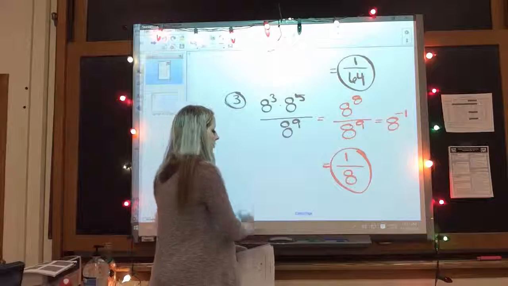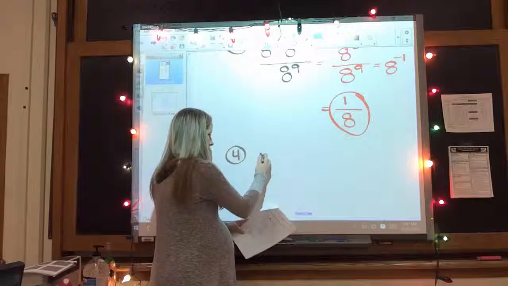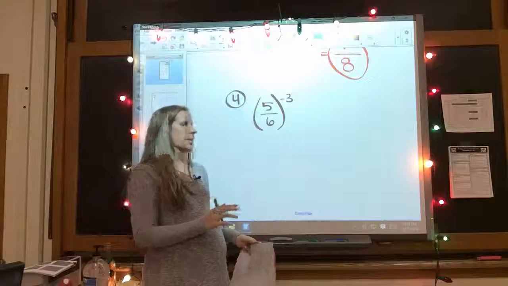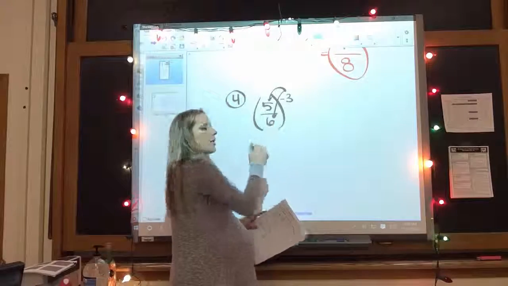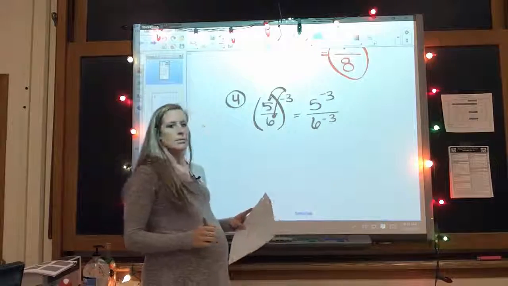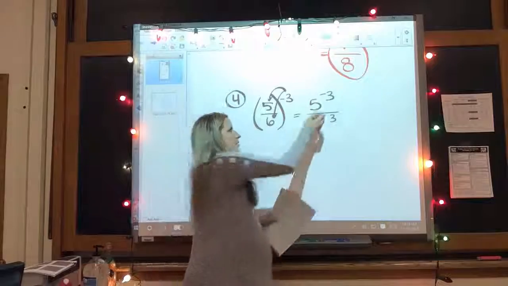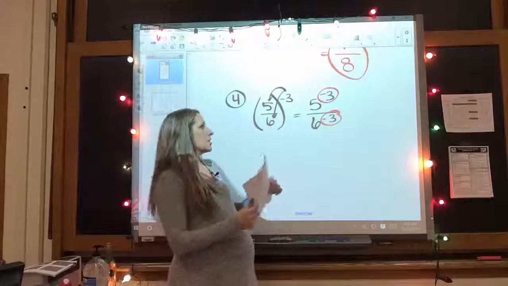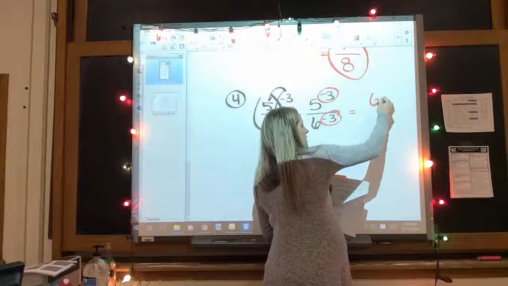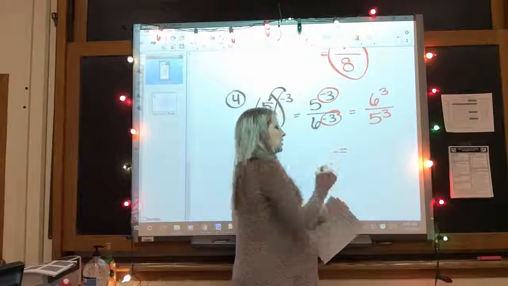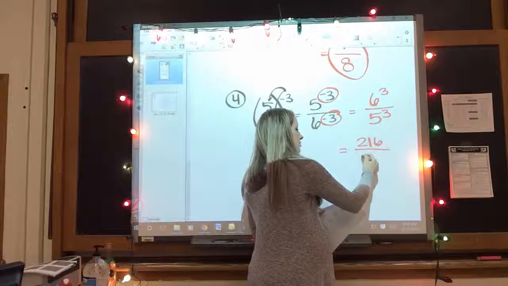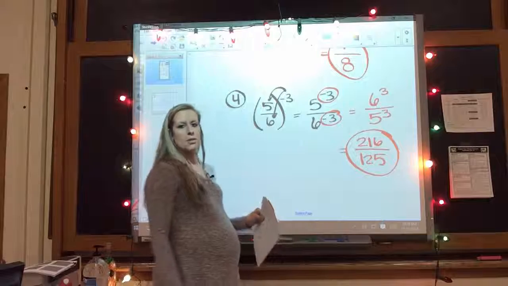So let's keep reviewing number 4. We have 5/6, and all of that to the negative 3rd. There's a couple different ways you can do this. You can distribute that negative 3 power to both of them. So you get 5 to the negative 3rd over 6 to the negative 3rd. The negative exponent on both of them is going to flip it. So my 5 will move to the bottom and my 6 will move to the top. They're just going to flip. So I get 6 cubed over 5 cubed. And you can figure out what 6 cubed is in your calculator. 6 cubed is 216 and 5 cubed is 125. So that would be my answer.